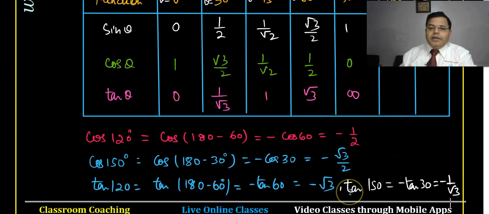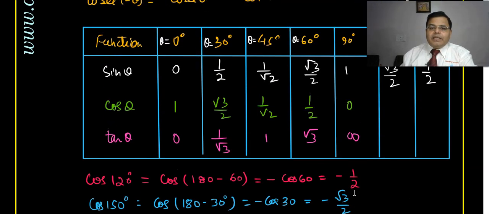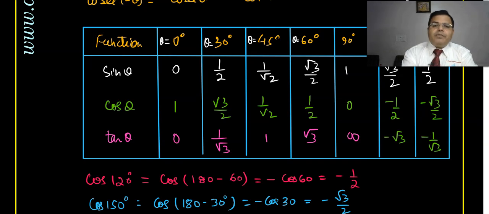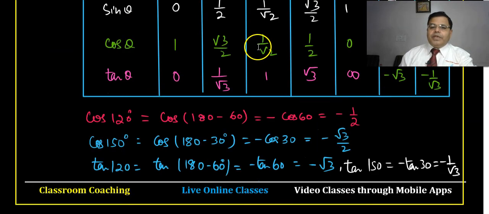So you can put the values here: minus 1 by 2 and minus root 3 by 2 for cos. For tan, these are minus root 3 and minus 1 by root 3. So these are some values I have calculated. You have to remember just the first four only. That will be more than enough. Even at maximum you can memorize up to this, and you have already memorized this in class 10th. So it is advised to do the same here.